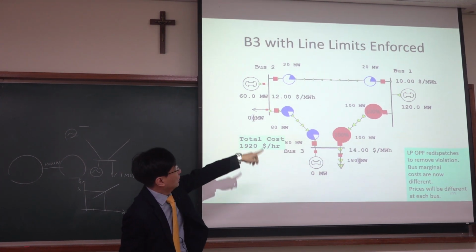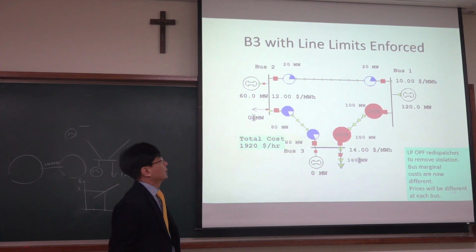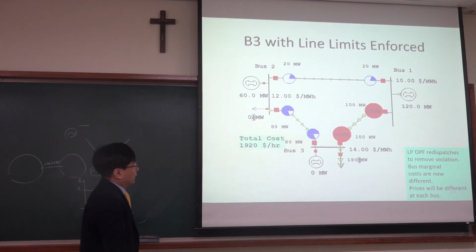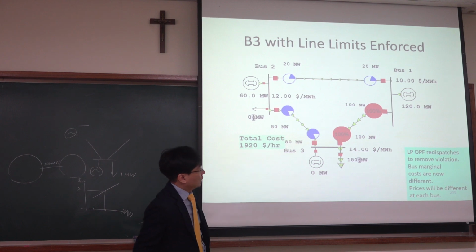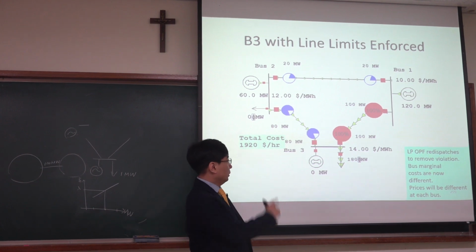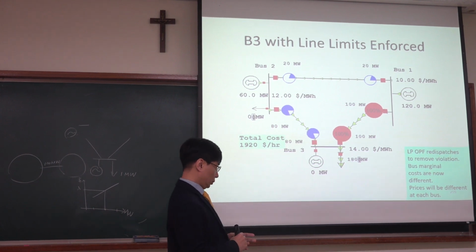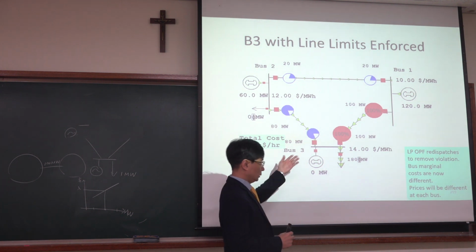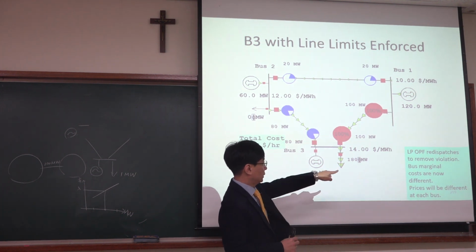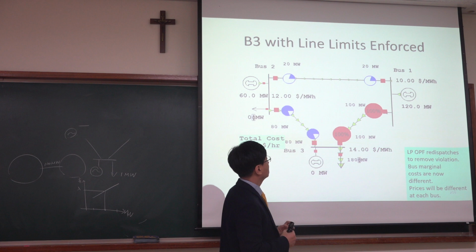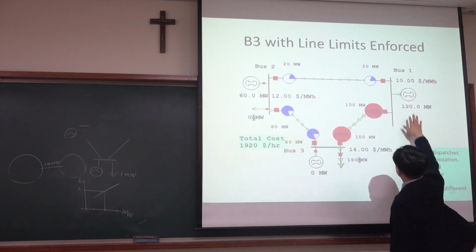now the line limits are enforced, and it increases the total cost. And LPOPF redispatches to remove the violation. So this is the result. And the bus marginal costs are now different. Here, the marginal cost is $10.